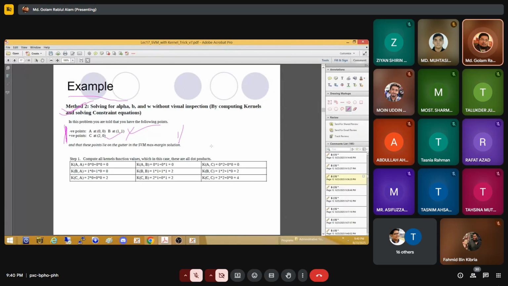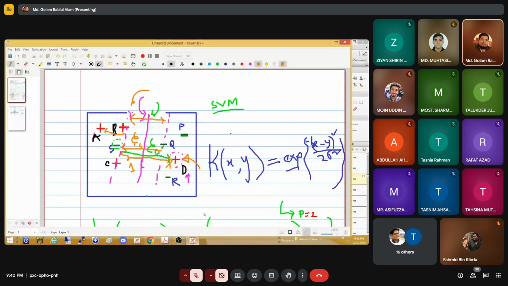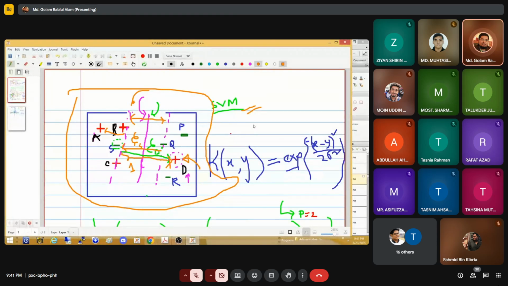I think you can think about solving the problem considering this data set, with positive, positive, and negative points. Consider this data set and try to solve our support vector machine utilizing the soft margin. So that's all in our today's lecture. If you have any questions or queries, you can ask.